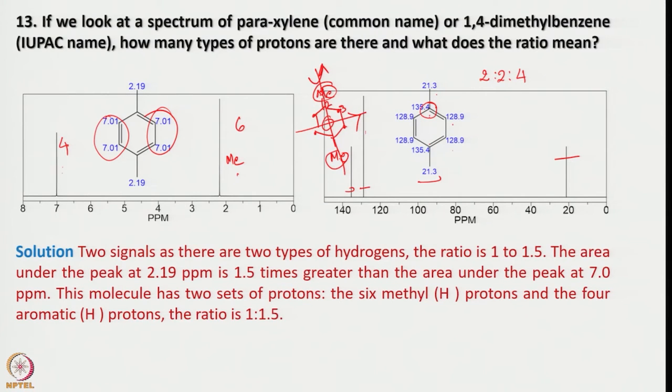The area under the peak at 2.19 is 1.5 times greater than the area under the peak at 7.0 or 7.01 ppm. This molecule has two sets of protons, 6 methyl protons and 4 aromatic protons. The ratio is 1:1.5. So that completes the solution. And in carbon, we have three types of carbon atoms. As a result, we see three signals in its 13C NMR spectrum.